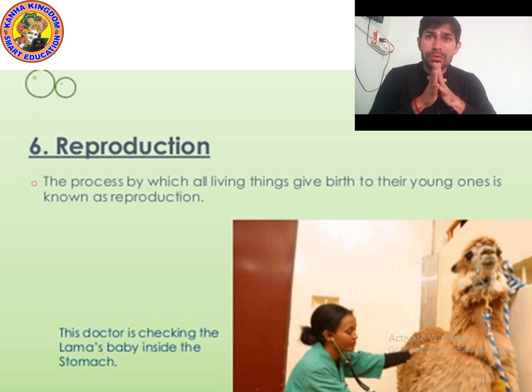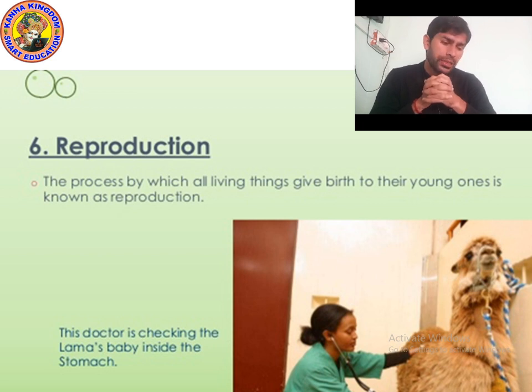And by just using the branch or root of the plant, a new plant can also be produced. Like the branch of the rose, a new plant can grow, because seeds are not available for the rose plant. So if we cut the branch of the rose, we can grow a new plant.